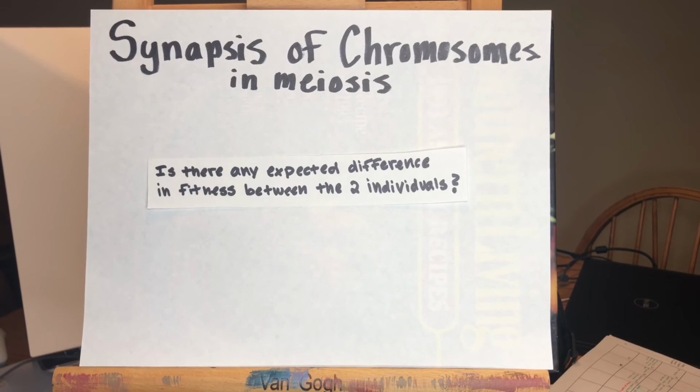So this question here says, is there any expected difference in fitness between the 2 individuals? And the answer is yes. Duplications and deletions result when crossing over occurs in inversion loops, and these recombinant products are often inviable, meaning individual 1 has less genetic fitness than individual 2.